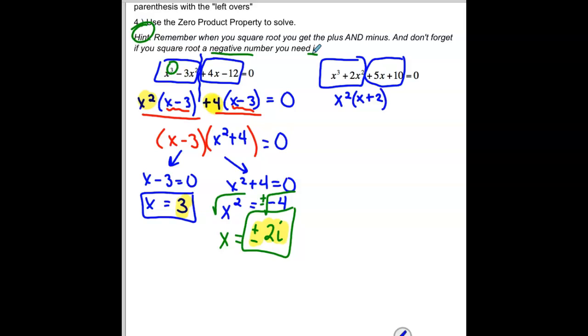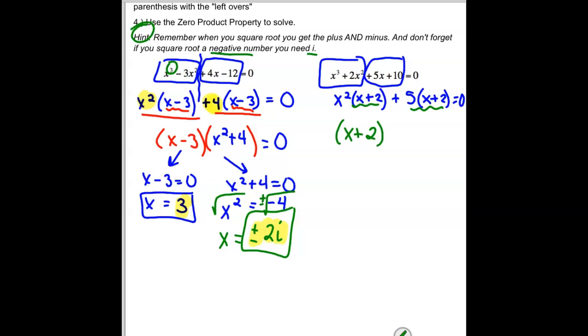Then we look at the second half, the 5x plus 10. We can pull a common factor of 5 out of that, and it leaves me an x plus 2. The part that's left over here, those have to match. If the x plus 2's didn't match, we couldn't factor by grouping. So one of my factors will be that x plus 2 that's common to both halves. The other factor is made up of the pieces we factored out, the x squared and the 5.